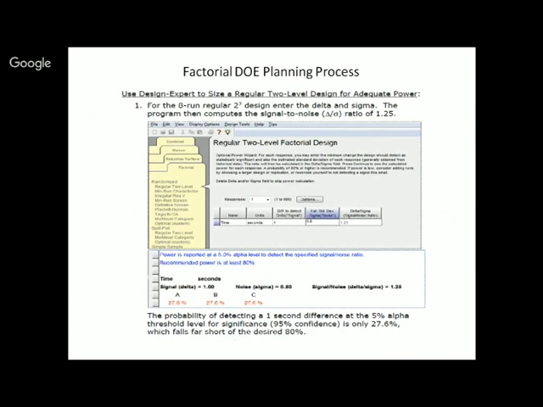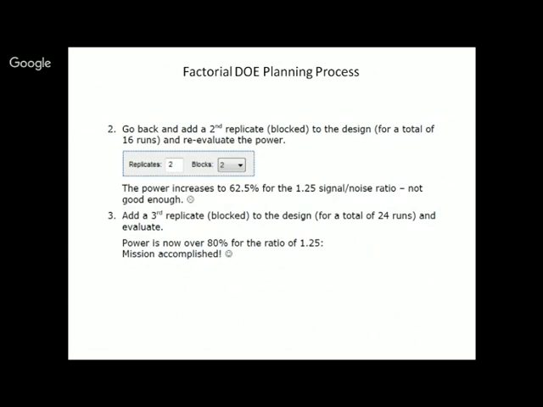to get the desired power of 80%. For that, we can go back and block the second replica, which will raise the power up to 62.5%. This is also not good enough. Then we have to add the third replica block to the design. It will give us 24 practical runs, and when we evaluate it, it will give us an 80% chance for the ratio of 1.25.